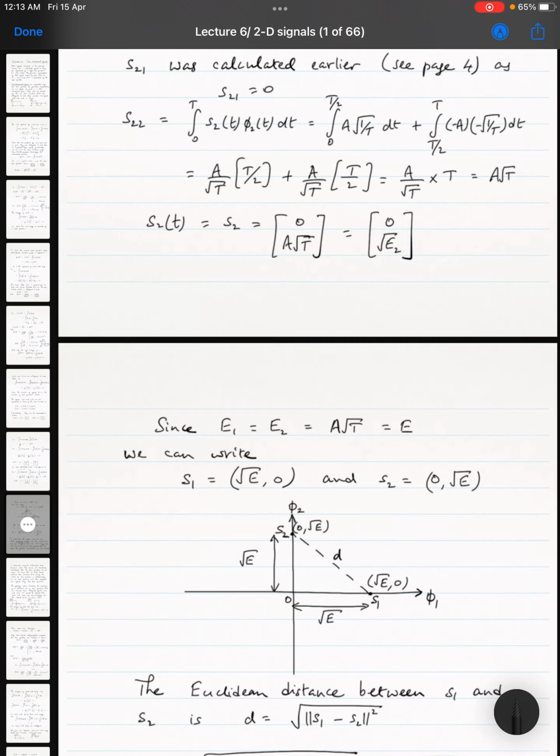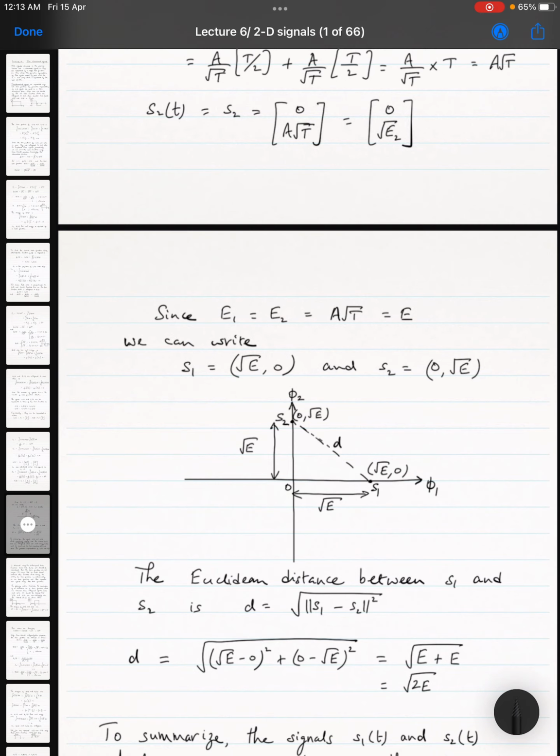That means they are orthogonal to each other, which is what we had proved earlier, right at the beginning, that S1 and S2 of t are overlapping signals but orthogonal with respect to each other. So we can clearly see that orthogonality in the geometric representation as well. So the signal vectors are perpendicular to each other.